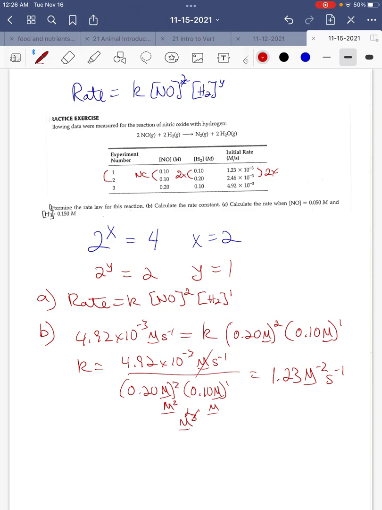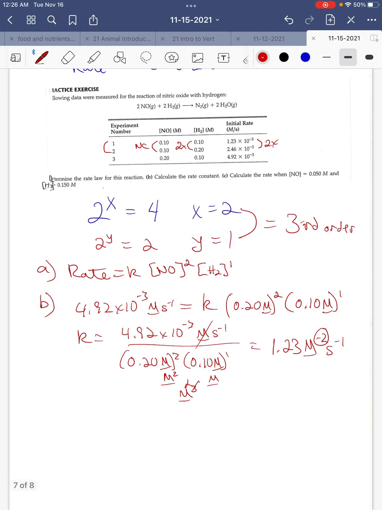Overall reaction order, x plus y, is 3. And the moles per liter is always one behind that. So third order, moles per liter is to the minus 2. Second order, moles per liter to the minus 1. Fourth order, moles per liter to the minus 3, whatever it turns out to be.